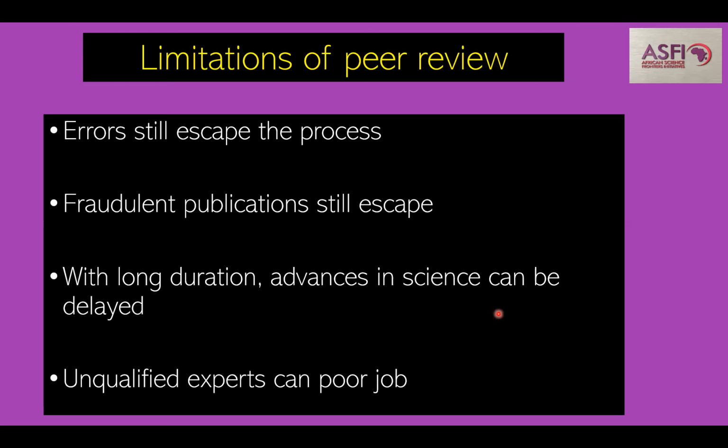Sometimes the peer review can be long. The duration can be long. Some journals can take up to a year and 6 months to review papers. If the information contained in that paper is time-relevant, the duration can actually slow advancement in science. We don't get the information we need at the time we need it. And so before a paper is published, the relevance of the finding has passed.